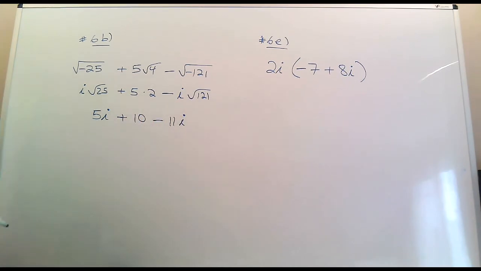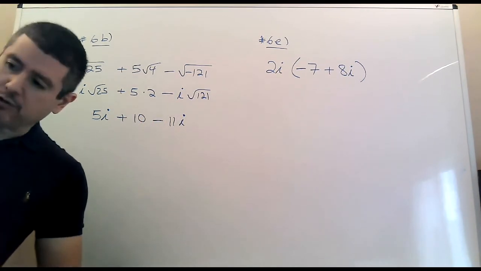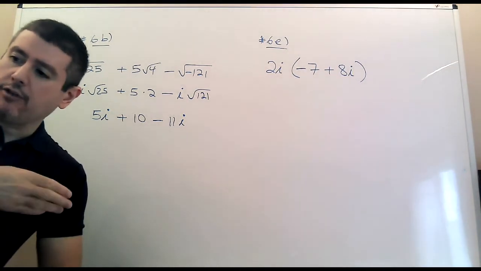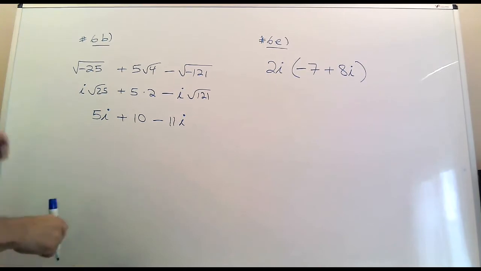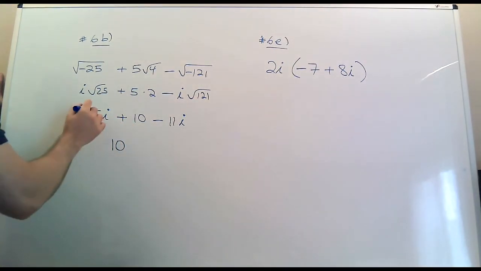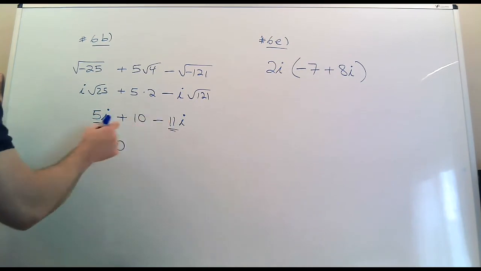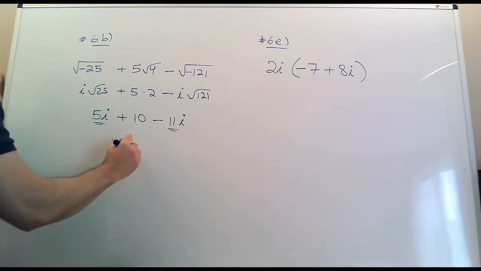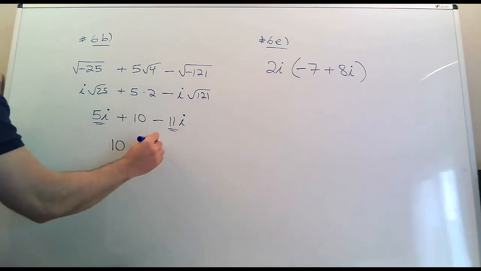Now, this is a complex number. And I told you, a complex number is written in the form real part, imaginary part, a plus bi. a is the real, b is the imaginary. So put the real part first, which is 10. You don't have to write the plus anymore. And now hook up the imaginary parts. You have 5i, take away 11i, that's negative 6i.